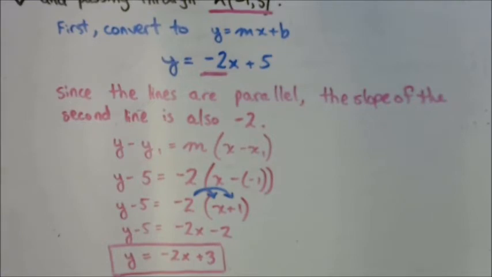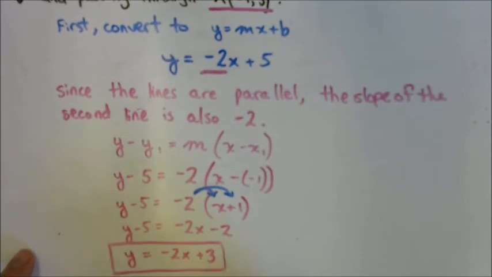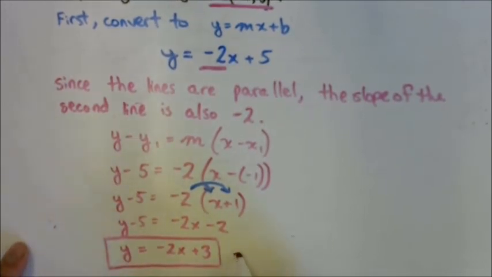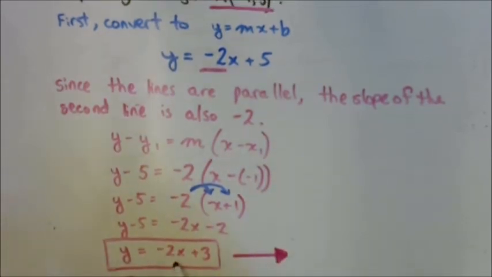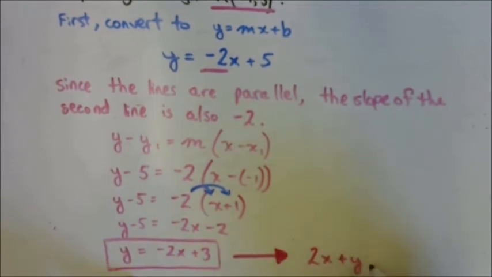And we could write it in standard form as well. To write it in standard form, all we need to do is move all of our terms to the left and leave 0 on the right. So we're just going to do this again. We're going to add 2x to both sides and subtract 3 from both sides. We're going to be left with 2x plus y minus 3 equals 0.